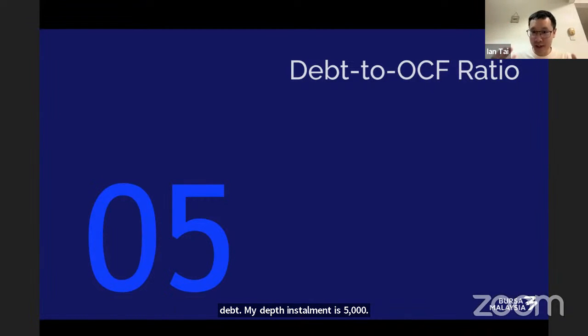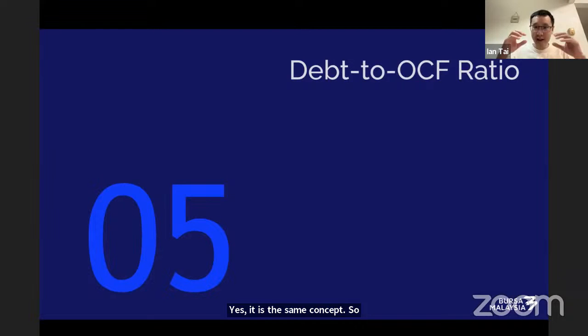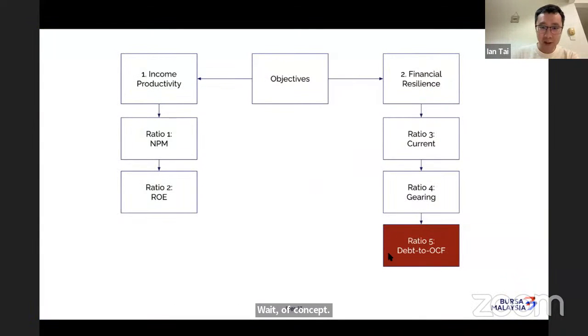Now, for those of you who are investing in properties, you gather, hey, isn't this sound like debt service ratio? Yes, it is the same concept. So we are comparing the total amount of debt versus, what we are measuring is the debt repayment capability of the stock. That is the whole principle, the whole logic behind this debt to operating cash flow ratio. So let's get into it. We are at the final ratio.